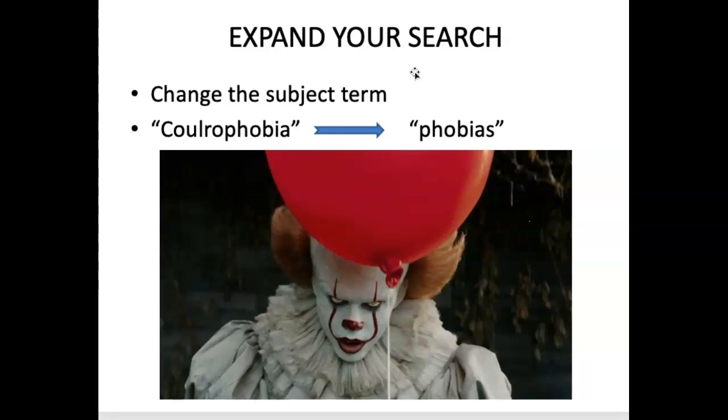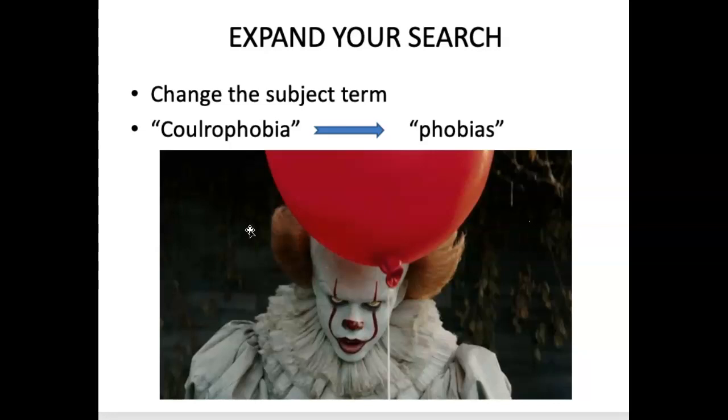Now, there might be times when you don't get any results at all or very few results, and you need to expand your search. So we looked at narrowing your search, and I'm going to use this example here, maybe a bit of a silly example. Chlorophobia, the fear of clowns. I go into JSTOR and I do my search, and I realize that there are no results whatsoever.